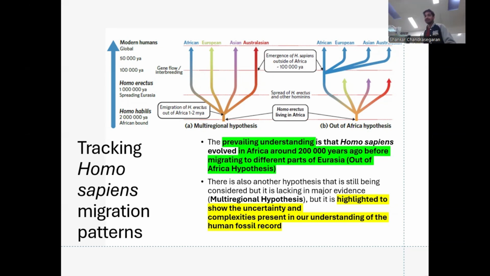So, like I said, the prevailing understanding is that Homo sapiens evolved in Africa around 200,000 years ago before migrating to different parts of Eurasia. And that's why we call that the out of Africa hypothesis. Basically, that's saying that we evolved in Africa and then eventually only migrated out of Africa to go to the different regions, as you can see here. Whereas the multi-regional hypothesis, let me just go to the next slide to explain that.